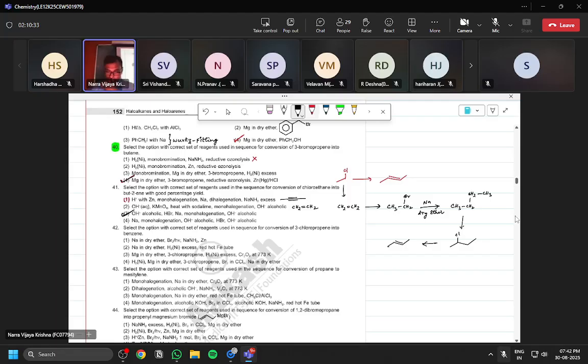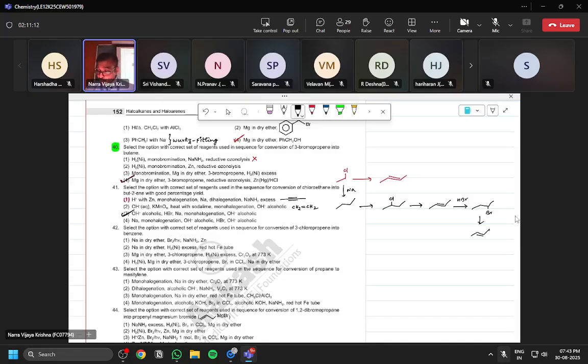Now come to option 4. What are they saying? First, they are using sodium in presence of dry ether. Which reaction? The product here itself is butane. After that, what are you doing? Monohalogenation, then butene. Then HBr. HBr means again bromine. Now again alcoholic KOH.